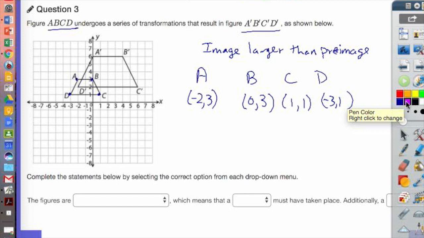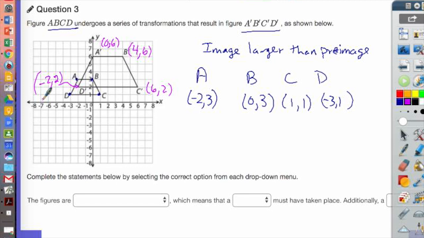We have this other triangle. A prime is at 0, 6. B prime is at 4, 6. C prime is at 6, 2. And D prime is at negative 2 right here. And so what do we have here? The question is: complete the statements below by selecting the correct option.